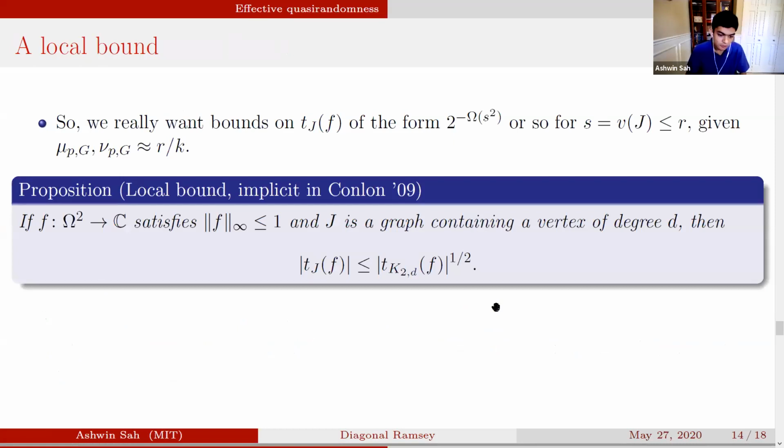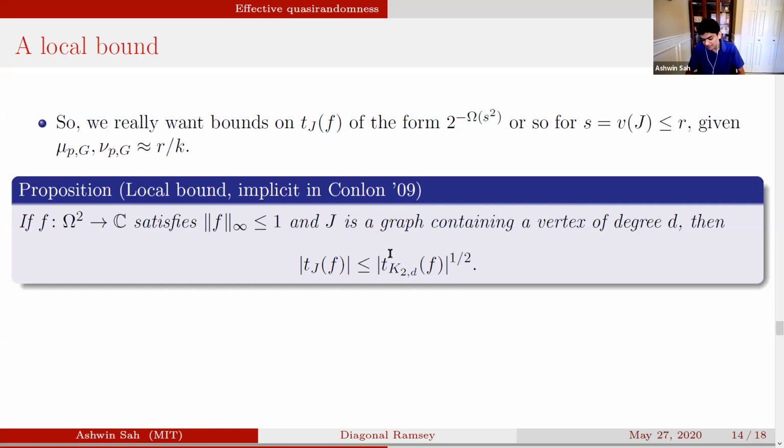So the key bound, this is a statement that I give of the key bound that's implicit in Conlon's work. Interpret his work as one of these effective quasirandomness bounds in and of itself. It is the following. Imagine that f here is a general graphon, but really you can imagine it as being the thing we care about. Supposing that it is bounded, and supposing that we have some J that contains a vertex of degree d, then we have this bound here.